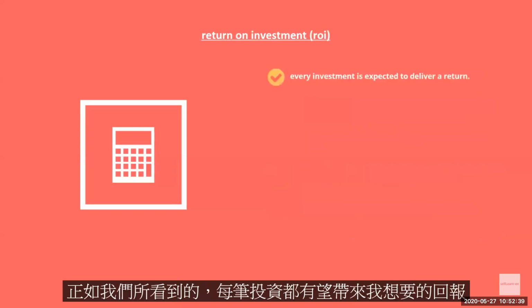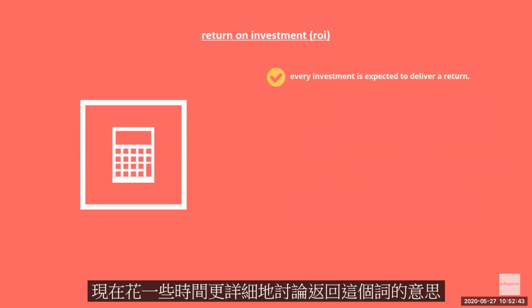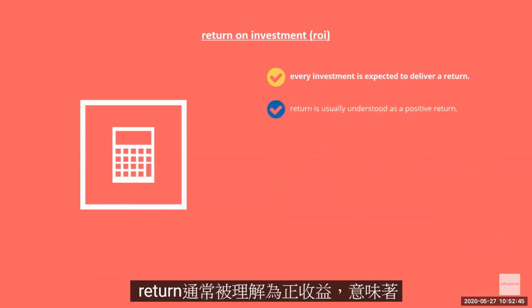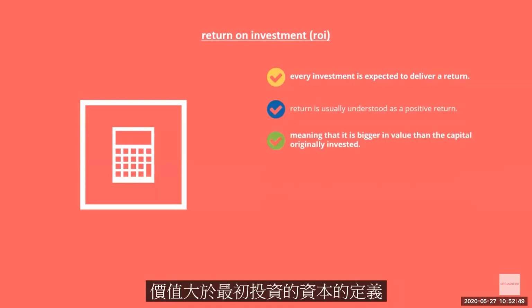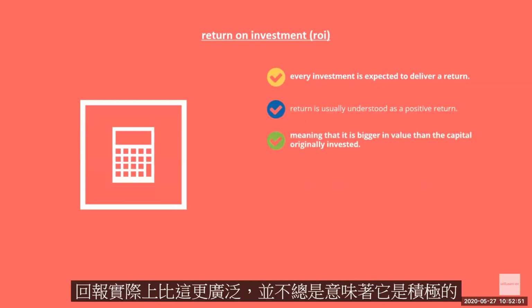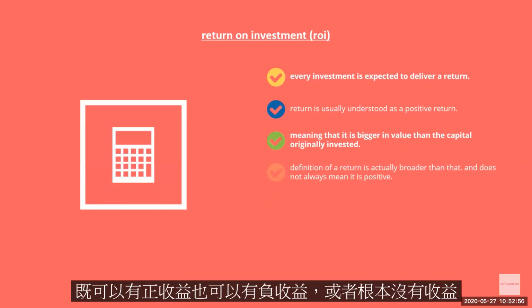As we have seen, every investment is expected to deliver a return. I'd like to take some time now to discuss in more detail what we mean by return. The word return is usually understood as a positive return, meaning that it is bigger in value than the capital originally invested. The definition of a return is actually broader than that, and does not always mean it is positive. You can have positive as well as negative returns, or no returns at all.